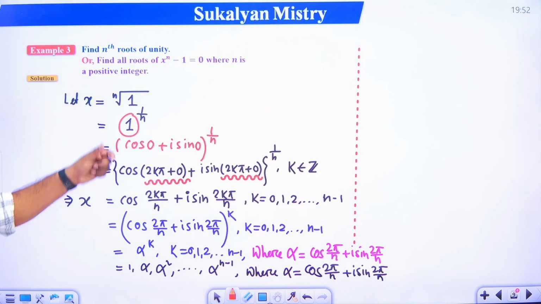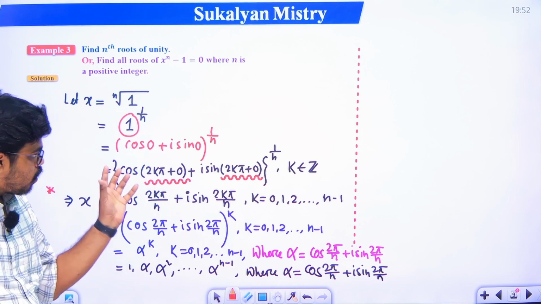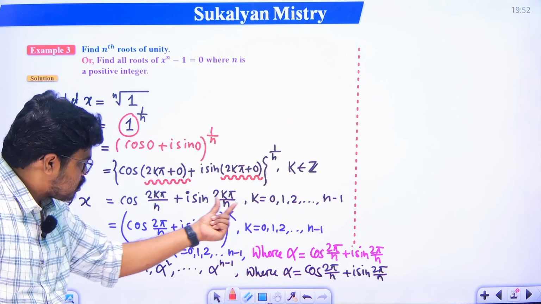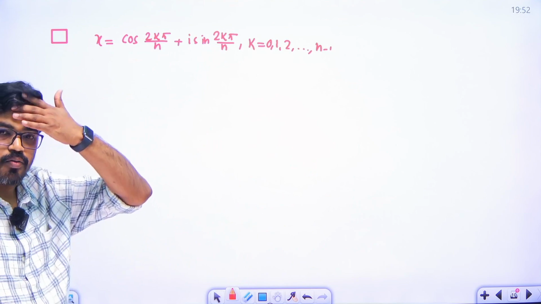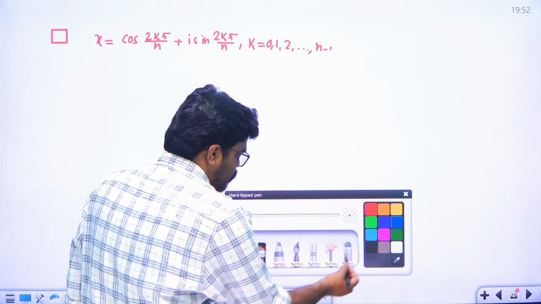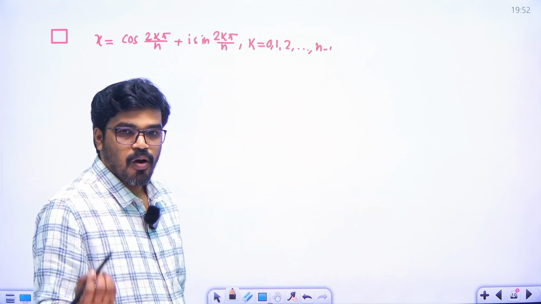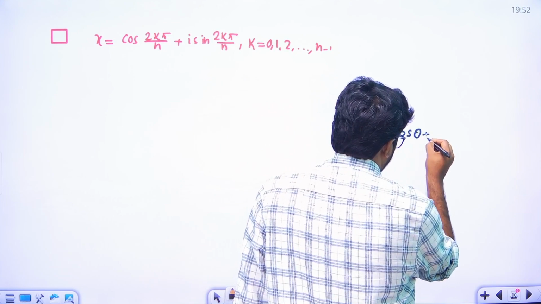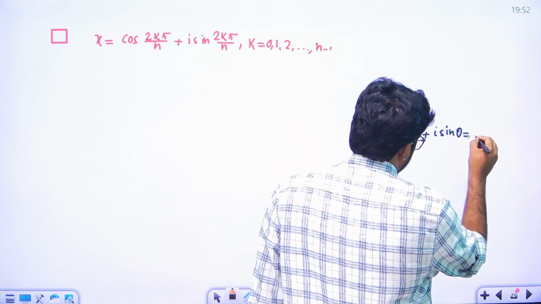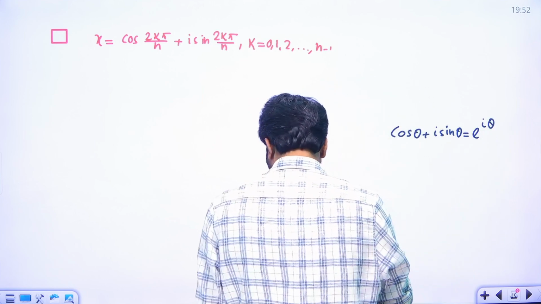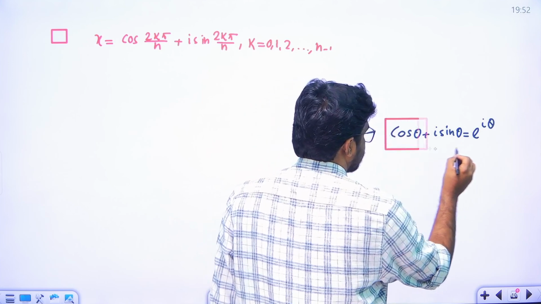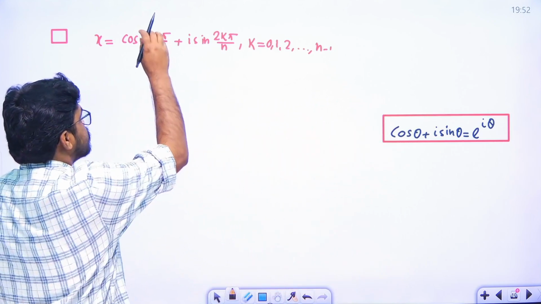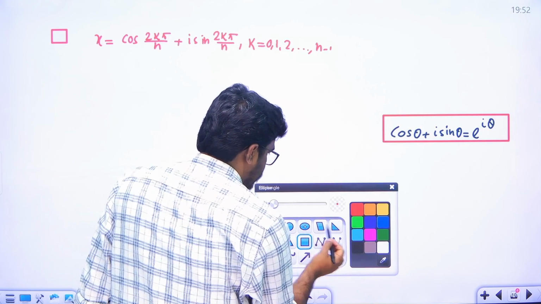Okay, we already get the nth roots of unity, it is this. I am discussing an alternative form. Okay, let's see. X is equal to this. Now, what is Euler's theorem? Euler's theorem states that cos theta plus i sin theta is e to the power i theta. Just apply this, consider this as theta.